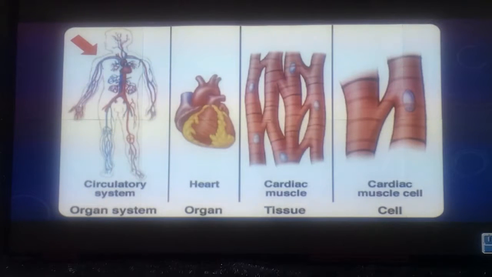This is what your circulatory system looks like. Your heart plus all the veins make your circulatory system. So it goes from cell to tissue, which is a group of cells, to an organ, which is a group of tissues working together. And then these different organs make what we call a system.